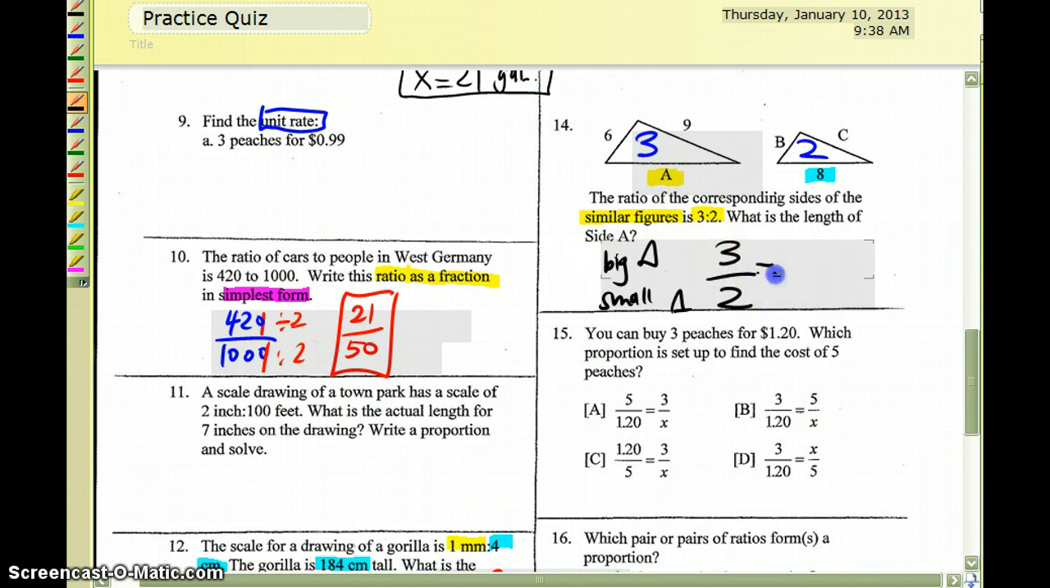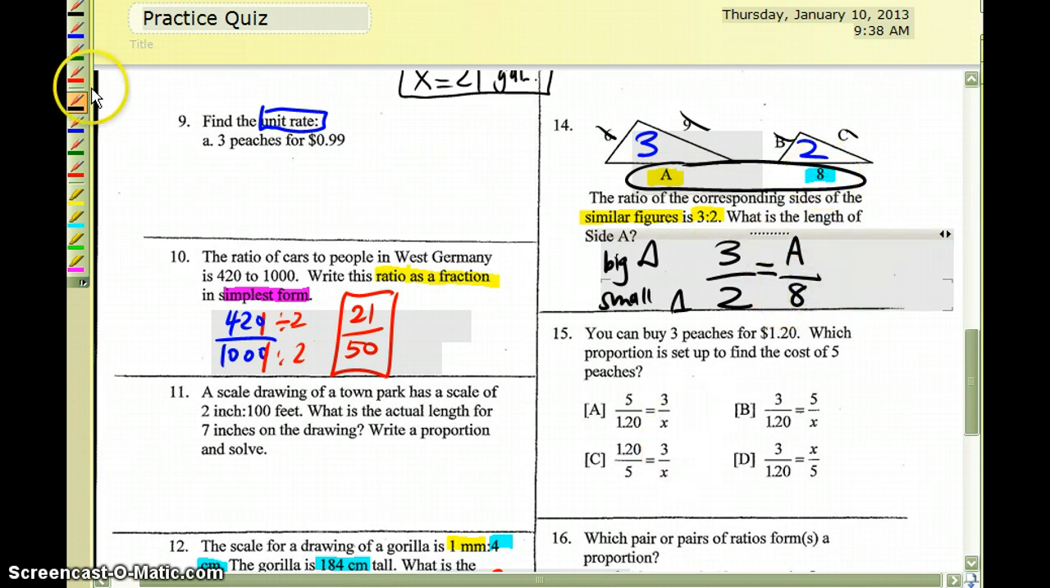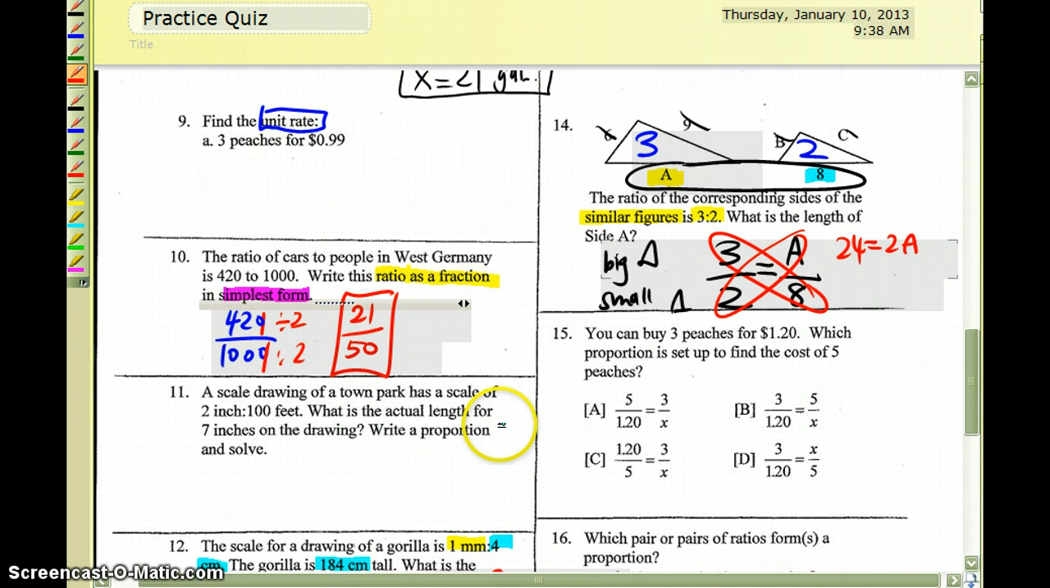The second part is I only need this part of the triangle. The other information is just extra for me because I only need side A. Side A represents the big triangle, so I put it up here, and then 8 represents the side of the small triangle. So from here, I'm able to cross multiply. 8 times 3, 24, 2 times A, 2A, equal them together, and then I'm going to divide these two, giving me 12 as the answer for that missing side A.